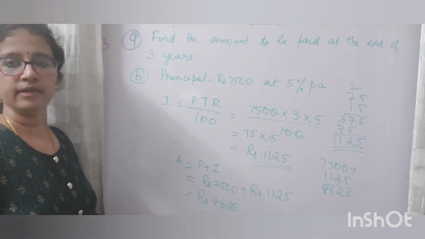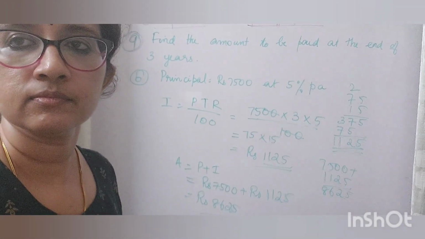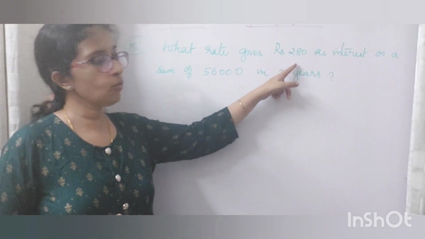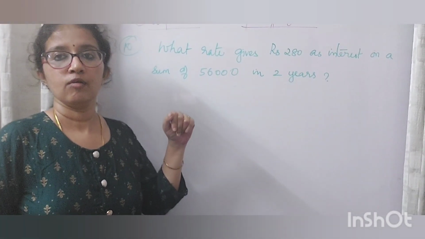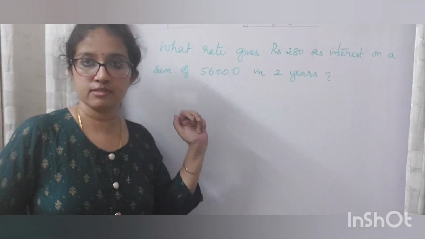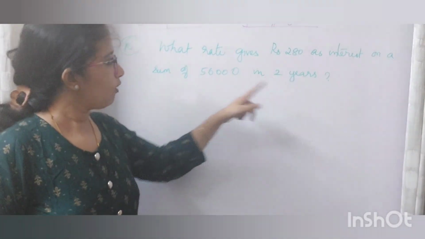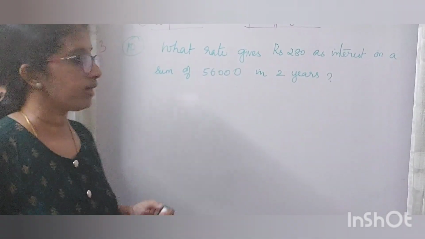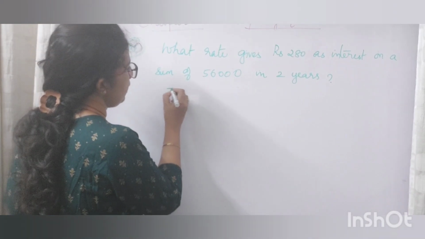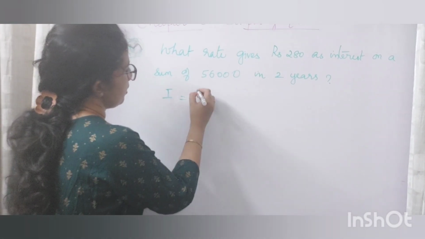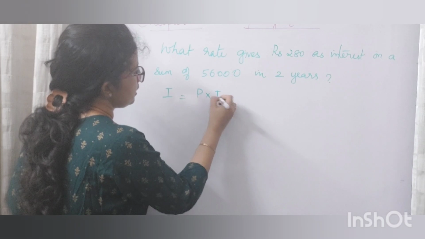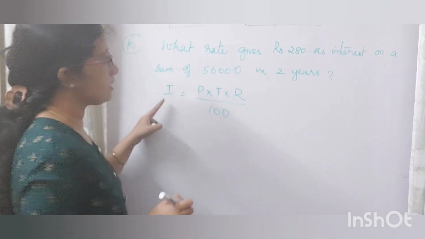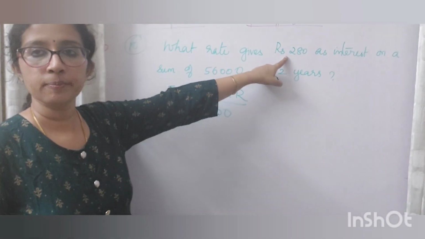Now let's move on to our next problem. So our next problem is, what rate gives rupees 280 as interest? Okay, that means that they have given the interest directly, 280, on a sum of 56,000 in 2 years. Okay, so what is the formula? Interest is equal to P into T into R by 100. What is interest? Interest is rupees 280.